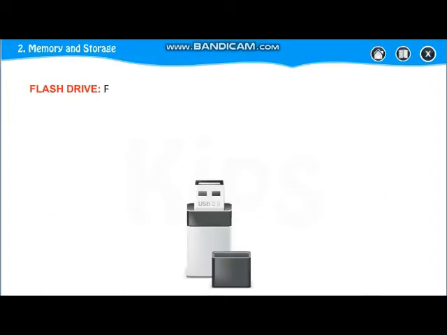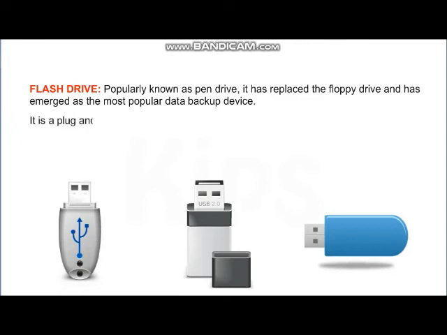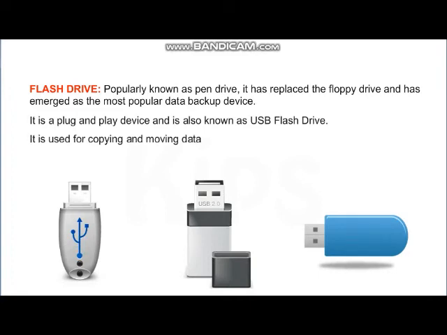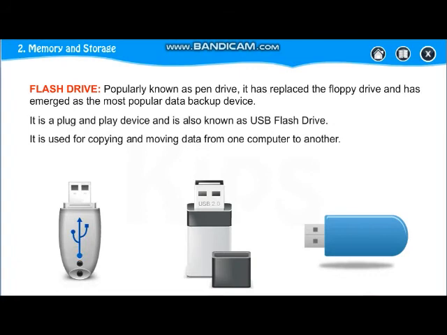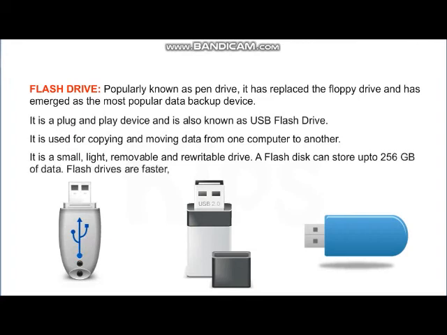Flash drive, popularly known as pen drive, has replaced the floppy drive and has emerged as the most popular data backup device. It is a plug and play device and is also known as a USB flash drive. It is used for copying and moving data from one computer to another. It is a small, light, removable, and rewritable drive. A flash disk can store up to 256 GB of data. Flash drives are faster, hold more data, and are more reliable.